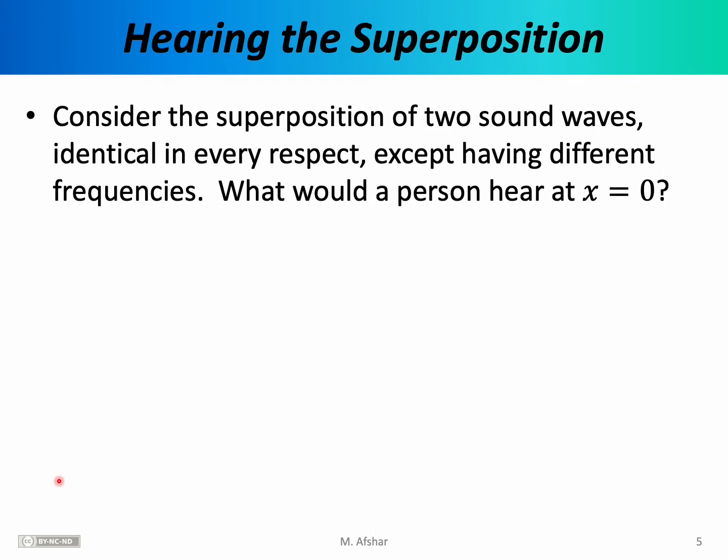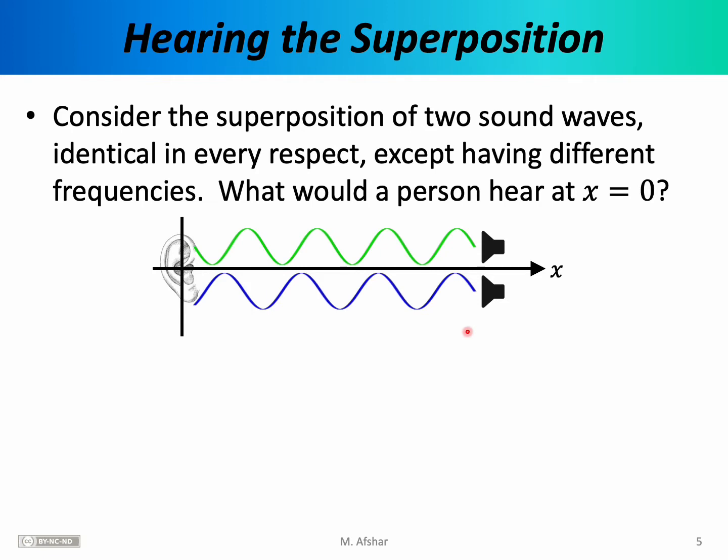To understand the audio aspects of this superposition, consider the superposition of two sound waves, identical in every respect except having different frequencies. What would a person hear at x equals 0? So what we're imagining is two audio speakers, and they are generating sound waves. And these sound waves arrive at a detector, so we're imagining there's a person standing at the origin, and these sound waves cause vibrations of the eardrum, and then ultimately this person hears a sound. The sound that he hears is going to be the superposition of these two waves.